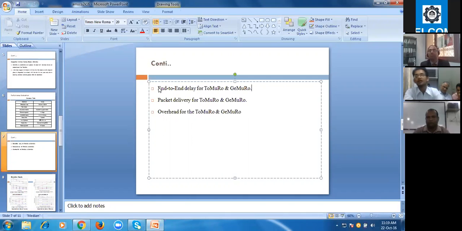What is end-to-end delay? End-to-end delay means the time from when the data packet is dispatched from the sender until it is received by the receiver. That time lapse is counted as the delay, and it is known as the end-to-end delay. And what is packet delivery? It means the quantity of packets delivered per unit of time for that transmission.